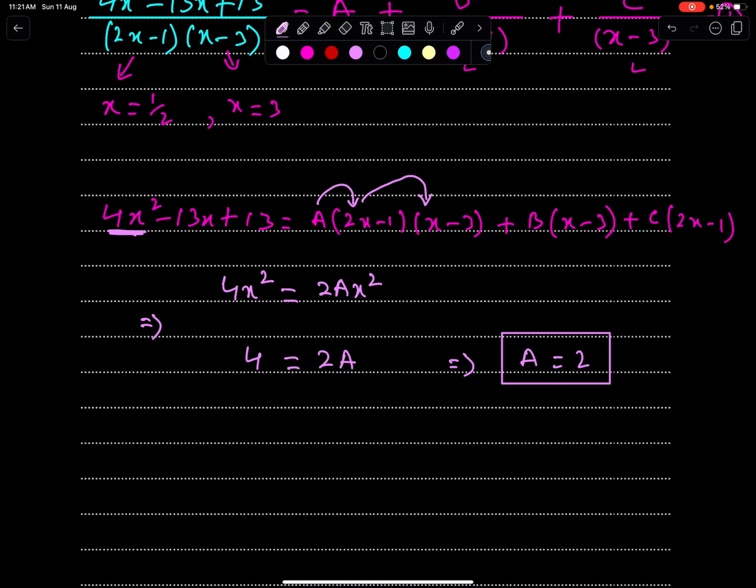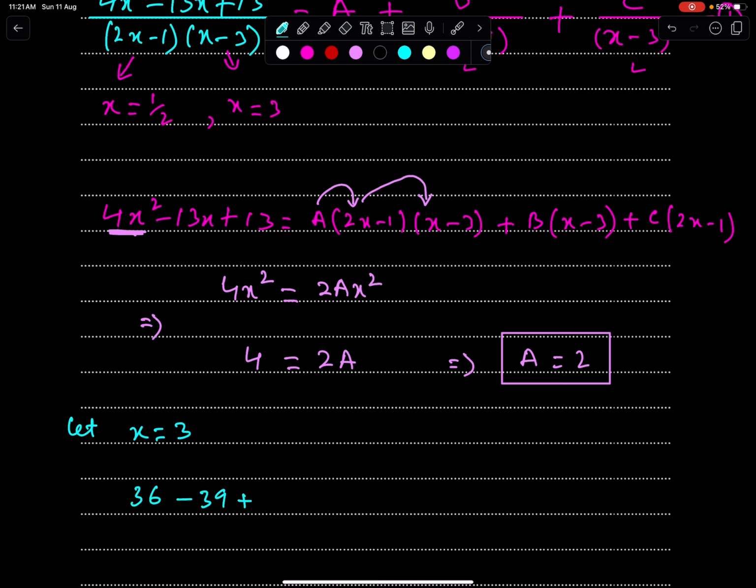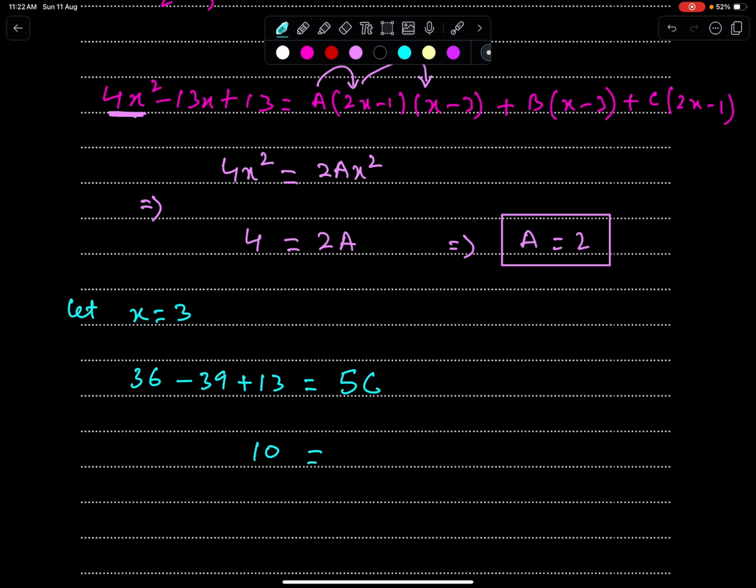Now let's substitute x equals 3 into this equation. So we have 9 times 4 is 36, 13 times 3 is 39, plus 13. When we substitute 3 here, this will become 0, this will also become 0. So we'll get only this term, 5c. So 36 minus 39, so we have 10 on left side. Therefore c is 2.